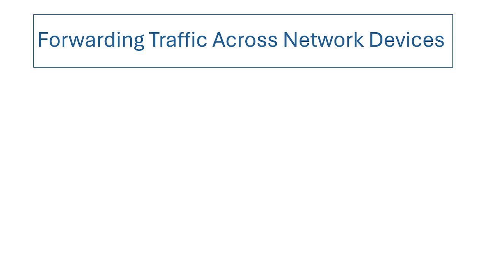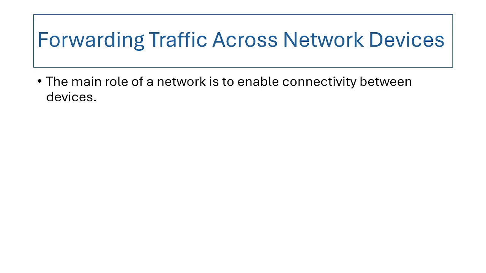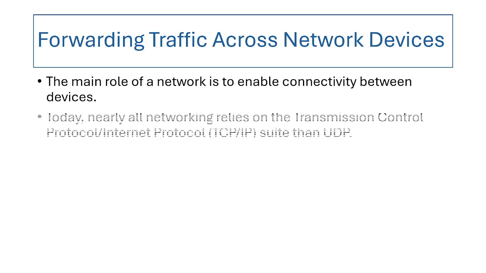Let's kick in. Forwarding traffic across network devices is the first topic in this CCNP ENCOR chapter. The main role of the network is to enable connectivity between devices. Today, nearly all networking devices rely on the TCP/IP protocol rather than UDP because of the flexibility and end-to-end three-way handshake. First we have the OSI model, and the OSI model is then converted into the TCP/IP model.